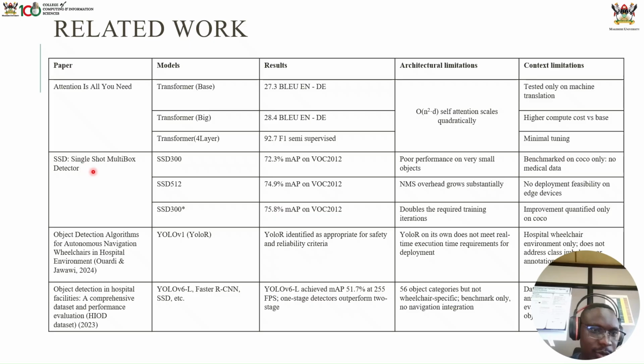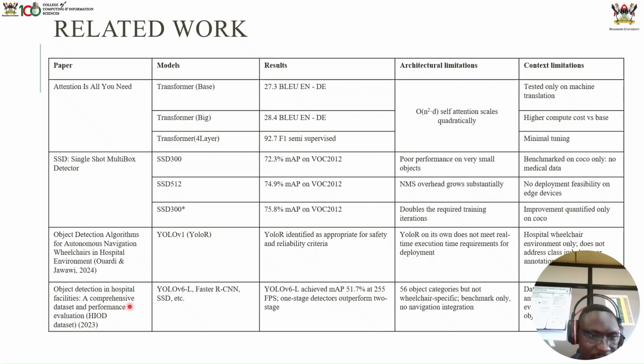The second one was the Single Shot MultiBox Detector. Now, this introduced multi-scale single-shot detection, which is fast, but its issue is its performance on very small objects is really bad. And the most directly relevant paper is by Quadri and Jawawi in 2024. This specifically looked at wheelchair navigation in hospitals. They found YOLO to be suitable for safety criteria, but it failed to meet real-time execution requirements on its own. That finding directly motivates our dual model approach.